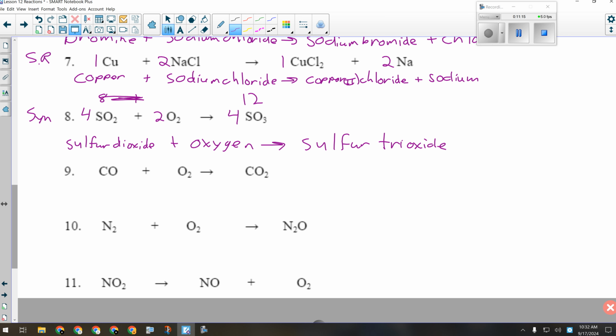Yes. Okay, this isn't right though. Why don't you just put a 2 in front of the SO3? Could I what? I'll put a 2 in front of the SO3. Right, and have it be 2, 1, 2, because I can reduce those numbers, can't I?